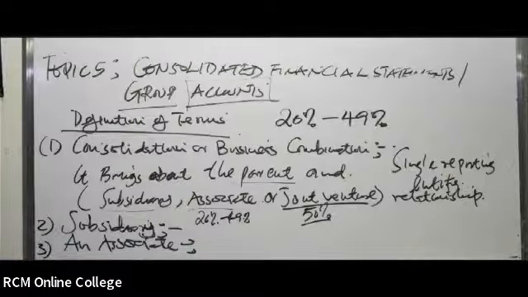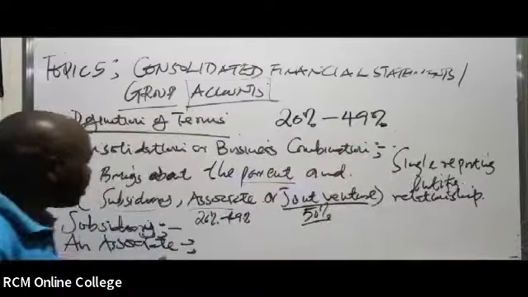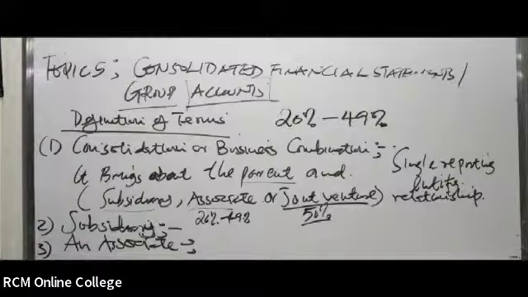So a company in which another company has acquired an ownership stake of 20% to 49% of the shares, that kind of a company, we call it what? An associate. We call it an associate.